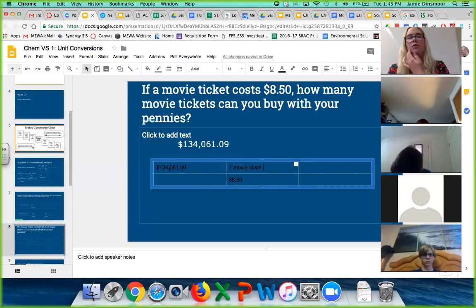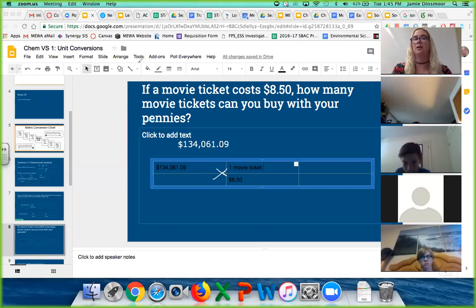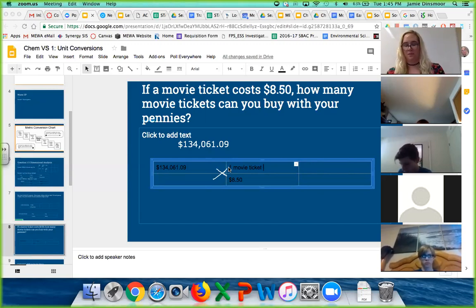And remember, these boxes represent multiplication, right? So it's implied that right here, we are multiplying between these boxes. It's just the easiest way to represent this on the computer. So in this case, if we divide $134,061.09 by $8.50, how many movie tickets can we get? What do you guys get as the answer for that? Thank you, Logan.